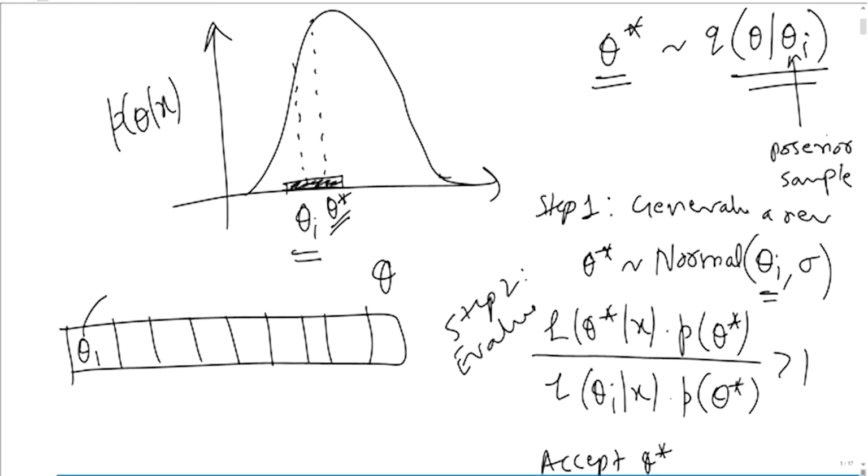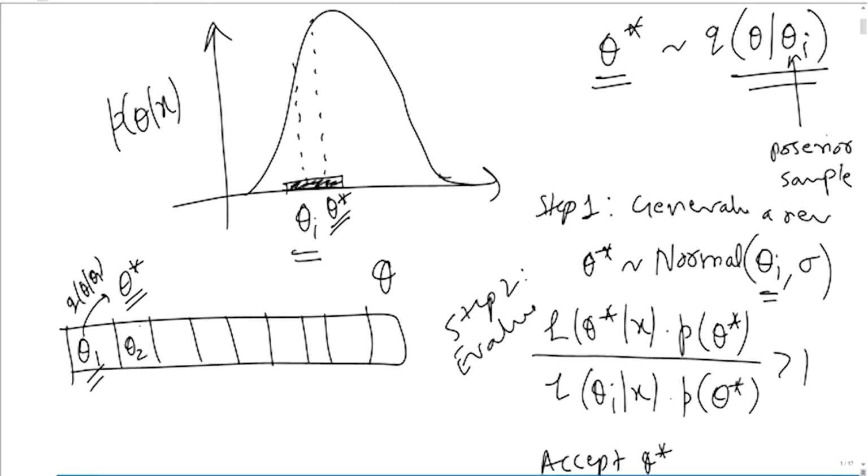Then, conditional on this, let's say using a normal distribution or some density q of theta given theta 1, you generate a new proposal theta star. Now you compare the posterior density of theta star and theta 1. If the posterior density of theta star is greater than that of theta 1, then you accept theta star as a new sample theta 2, or you reject it. There are criteria for accepting and rejecting it that we will discuss.